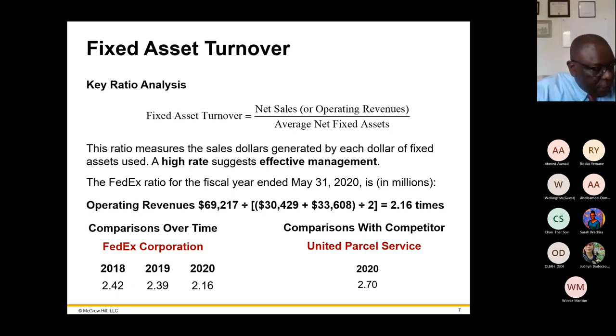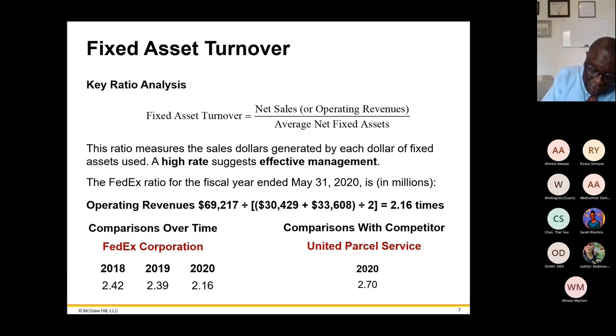Who can try? How do we arrive at that average net fixed assets? Can I try? Yeah, go ahead. Okay. I think it will be the asset at the beginning of the calculation period, or beginning of the year, plus the total assets at end of the year, divided by two. Very good. But there are other internal adjustments. Yeah, you got it very well.